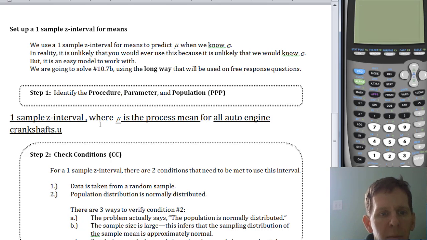We introduced our parameter, which for right now is always going to be mu. Mu is a mean. What kind of mean? In this case, it's a process mean. And our population is all auto engine crankshafts.